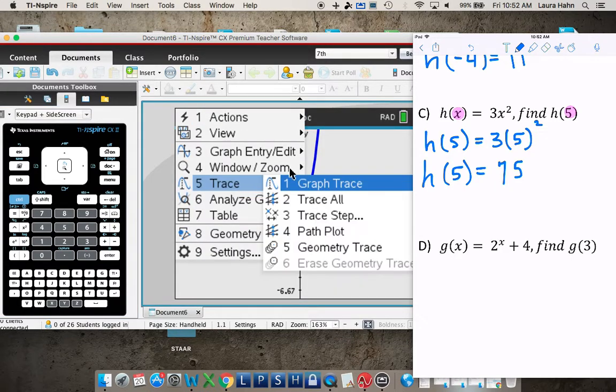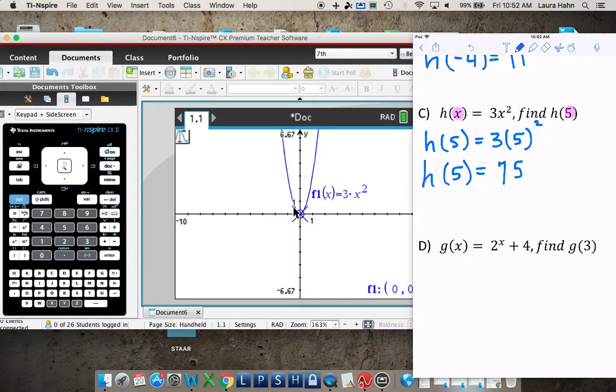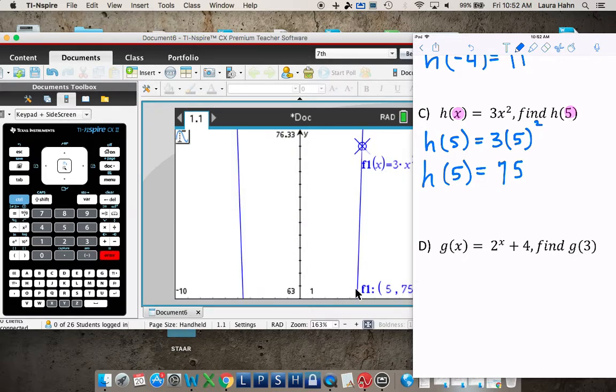Menu, trace, graph trace. Oops. All right, notice it looks like an x, so I can type in my x value. My x value is 5, so I type in 5, click enter. So I can see right here that when x is 5, y is 75. That matches what we got exactly. So you can use this as your main way of doing it, or you can use this way as a way to check if you did it correctly.